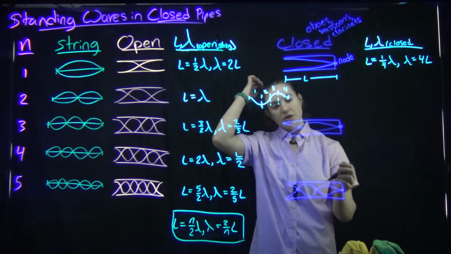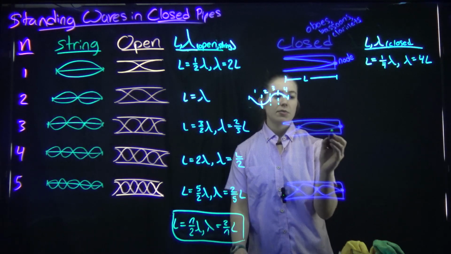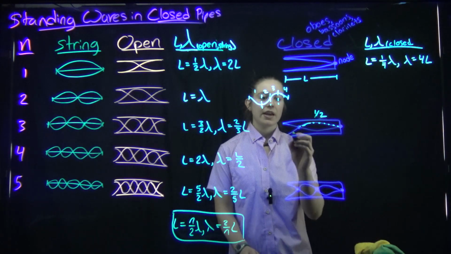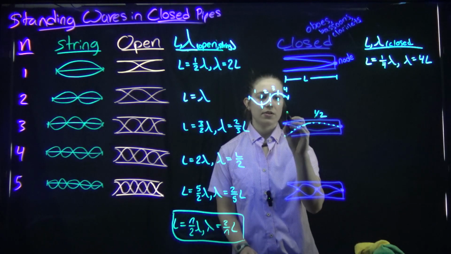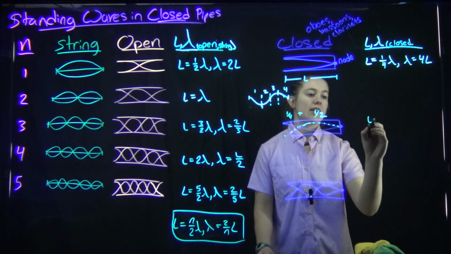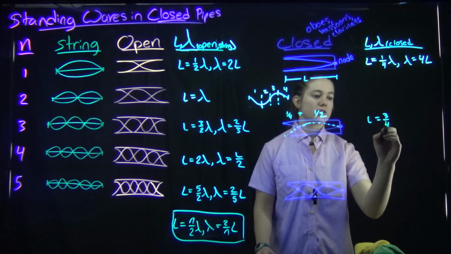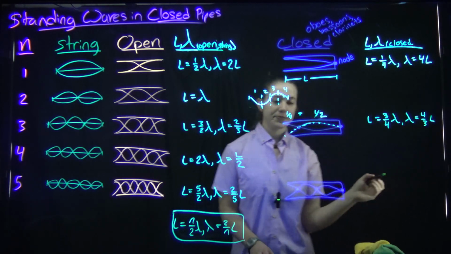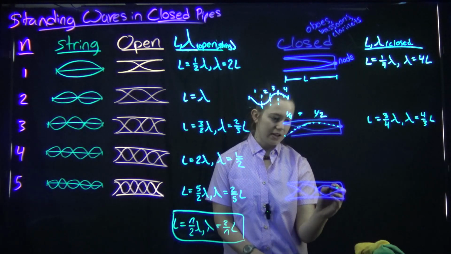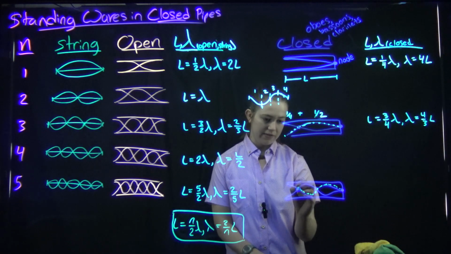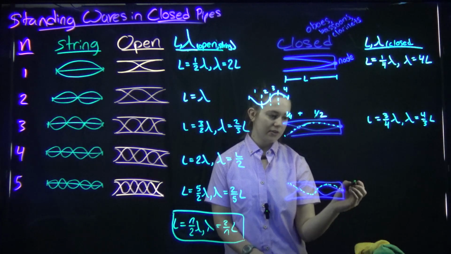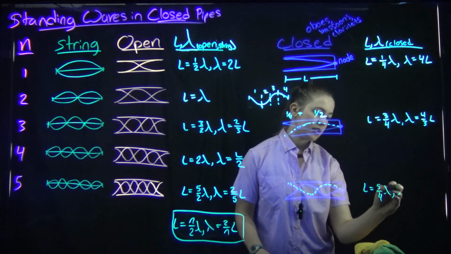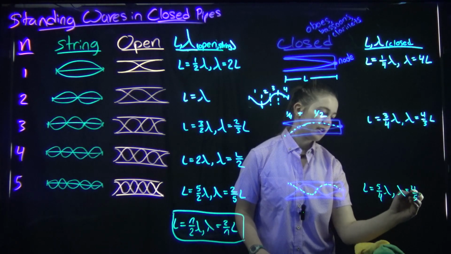Now if we move on to our third harmonic, we've got half of a wavelength, right? This is half a wavelength. And then we've got another quarter. So L is equal to 3/4 lambda, or lambda equals 4/3 L. Here we've got 1 full wavelength plus another quarter. So that's going to be 5/4 lambda, or lambda equals 4/5 L.